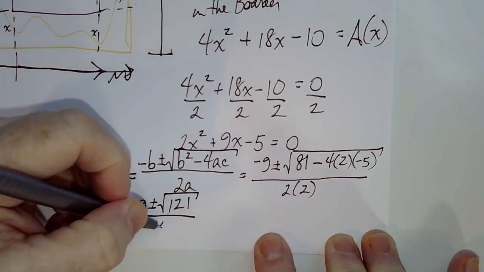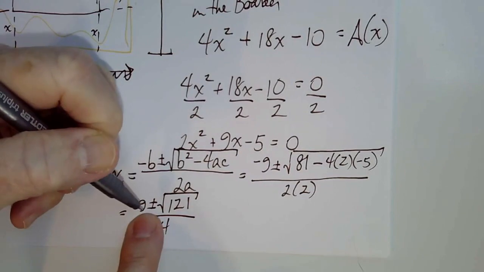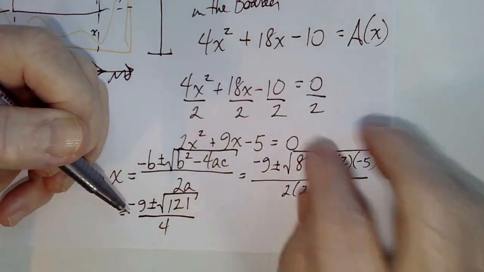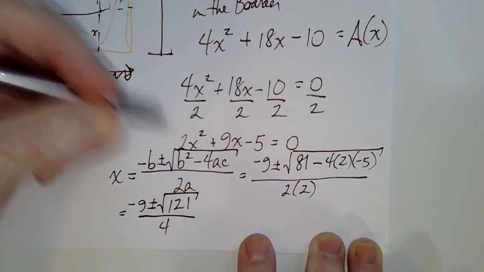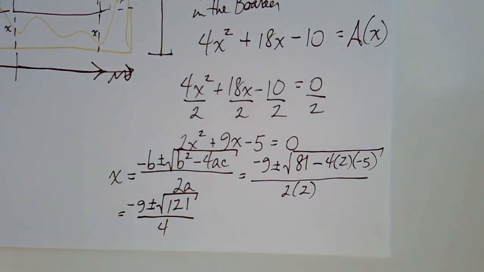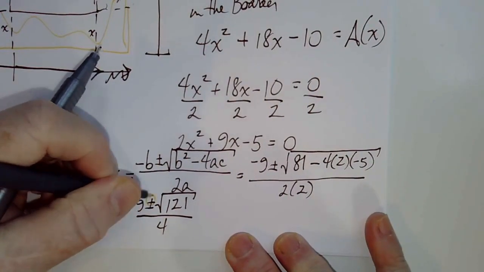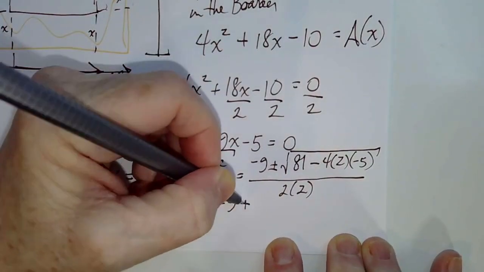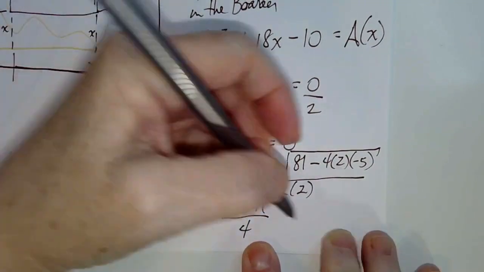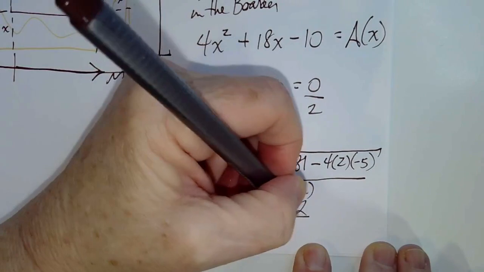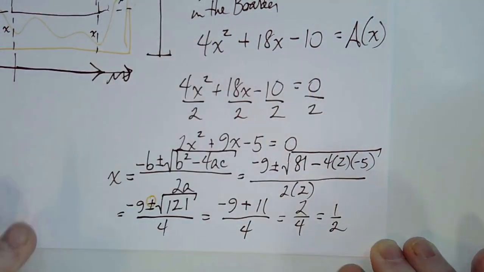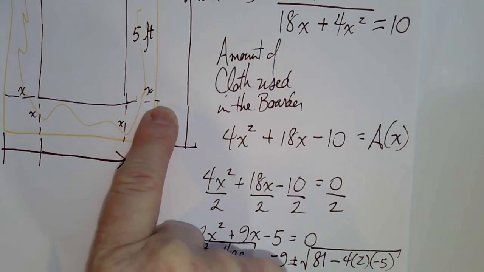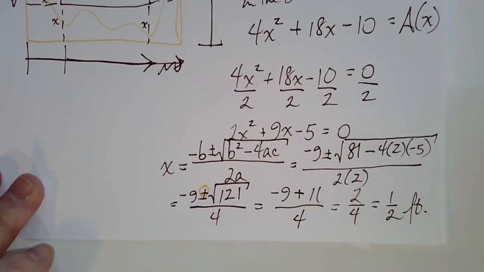Oh my gosh, that's wonderful. It has a perfect square. And can you see that only the positive result is going to give us a positive amount of the width of the cloth? So I'm only going to look at the positive option here. So we have negative 9 plus 11 over 4, which is 2 over 4, which is 1/2. So 1/2 feet. That is the width and the height of each of those of the border.